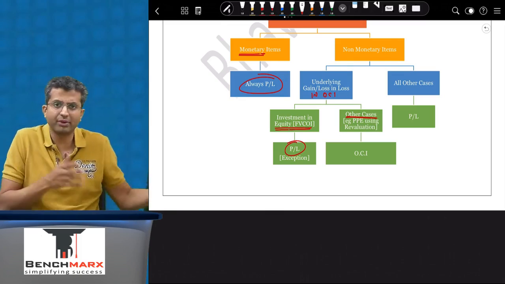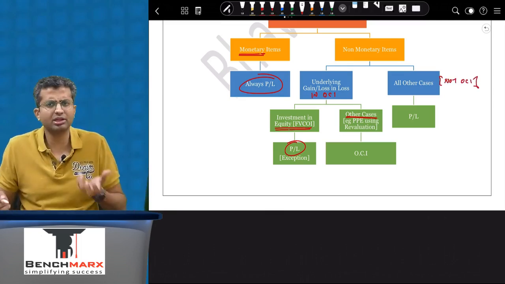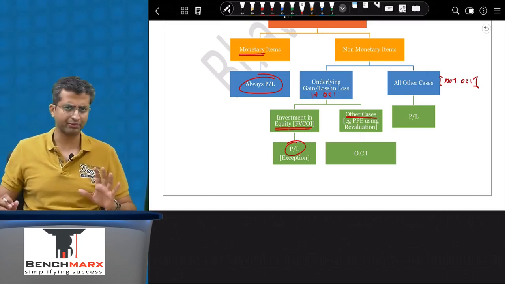For all other cases where the underlying gain or loss on the asset or liability is not going into the OCI, well, the gain or loss on the item will go to the profit and loss account.